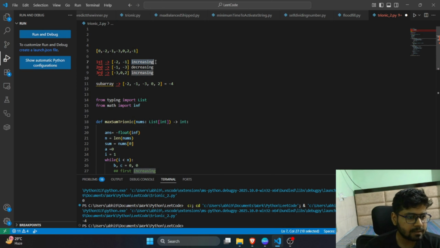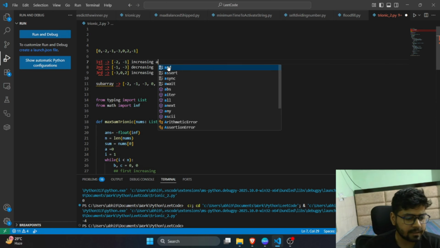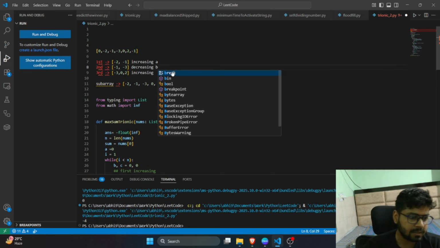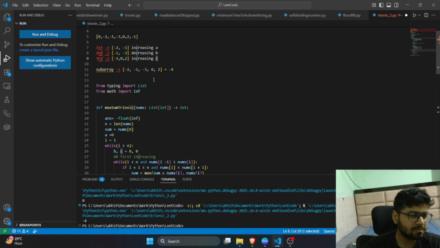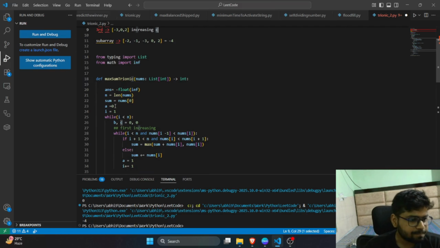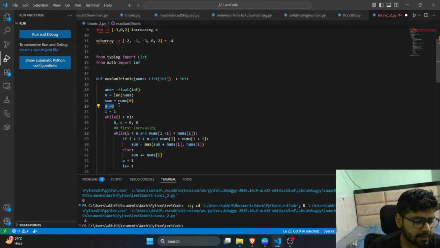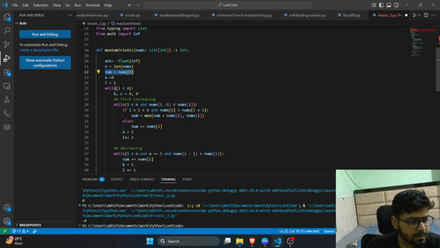The first increasing represents a, the decreasing represents b, and the second increasing represents c. We take this as a flag, we can take it as a boolean also, it doesn't matter. So we took a as 0, and we will loop through the array from 1, because we have already taken nums[0] as a sum.